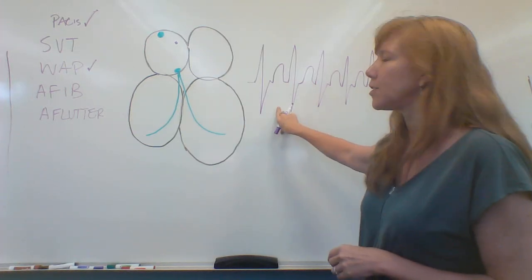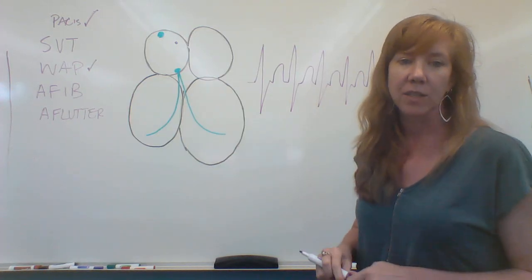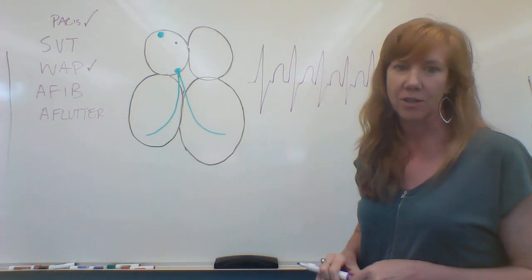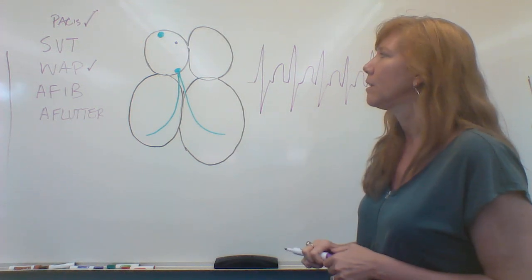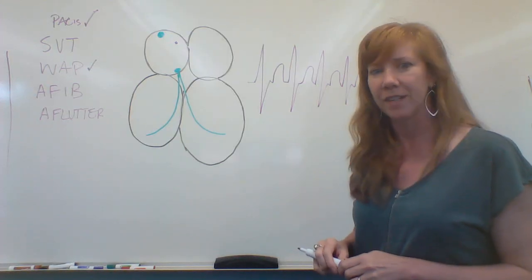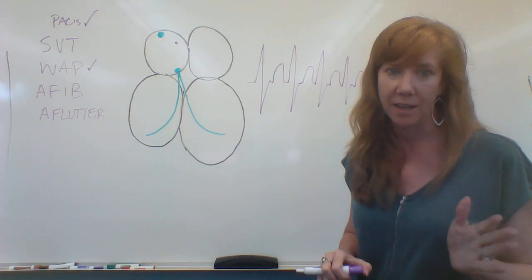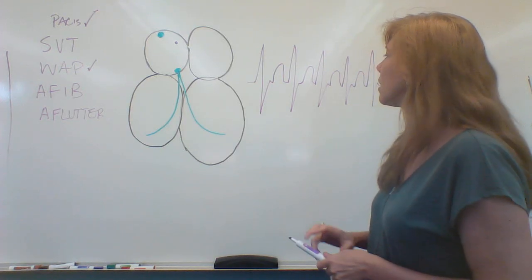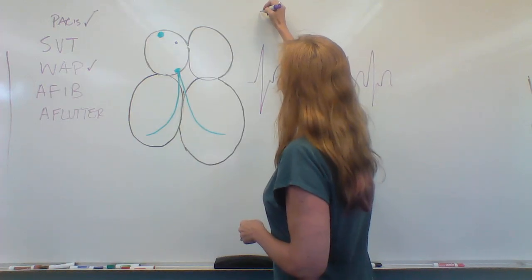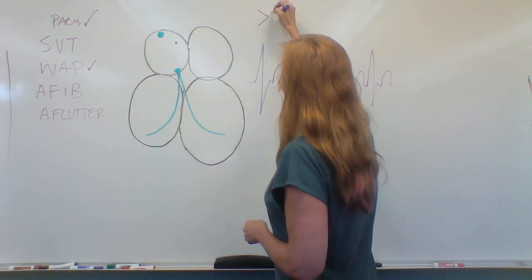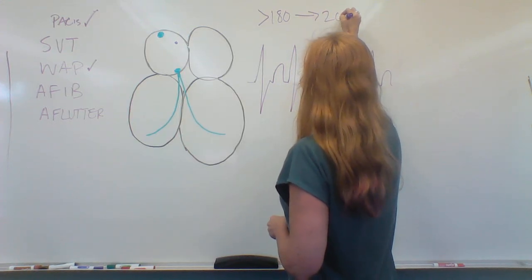So the morphology is one way you can tell SVT. Another way you can tell SVT is the rate. It's much faster than sinus tachycardia. Sinus tachycardia doesn't really want to go a lot faster than about 150, 160. Pediatrics are different, obviously, but in an adult, SVT can approach 200. So it can go greater than 180, and it can even start going up towards 200.